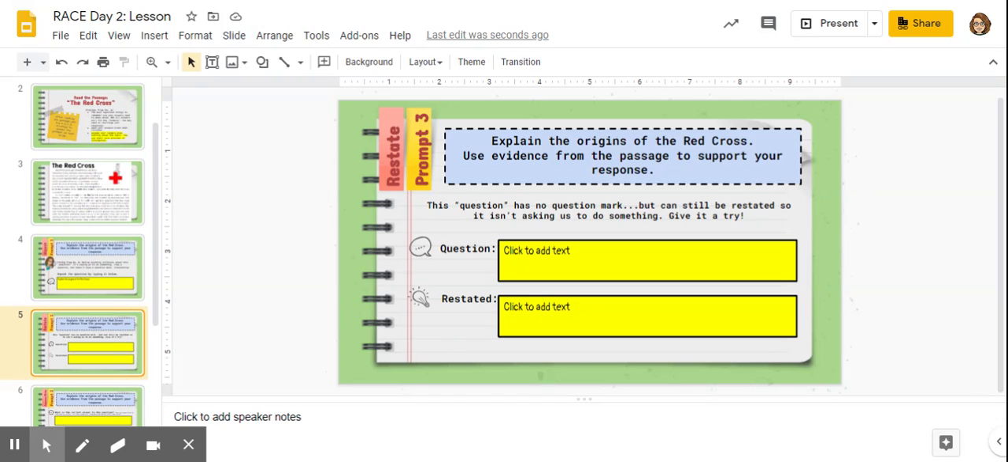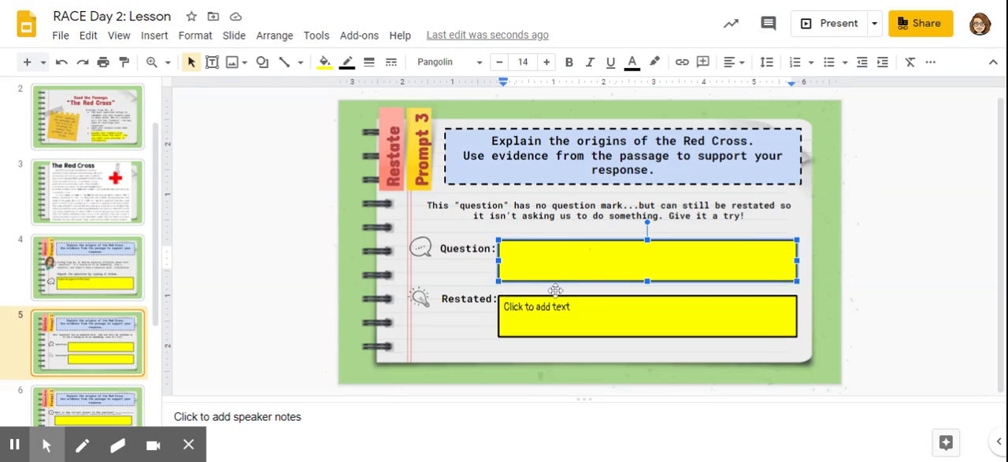Same question at the top, but this time it's saying this question has no question mark, but can still be restated so it isn't asking us to do something. Give it a try. So again, type the question. Explain the origins of the Red Cross. And now restate the question.